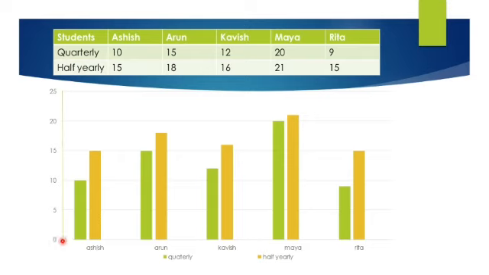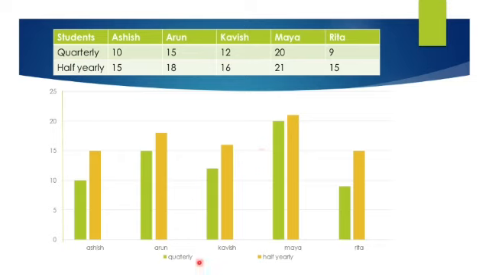The scale starts from 0 and the scale unit is 1 unit as 5 marks. Then 0, 5, 10, 15, 20 and 25. You know one thing, for the quarterly exam and half yearly exam, two types of data are given. Then what is the difference between the normal bar graph and the double bar graph?